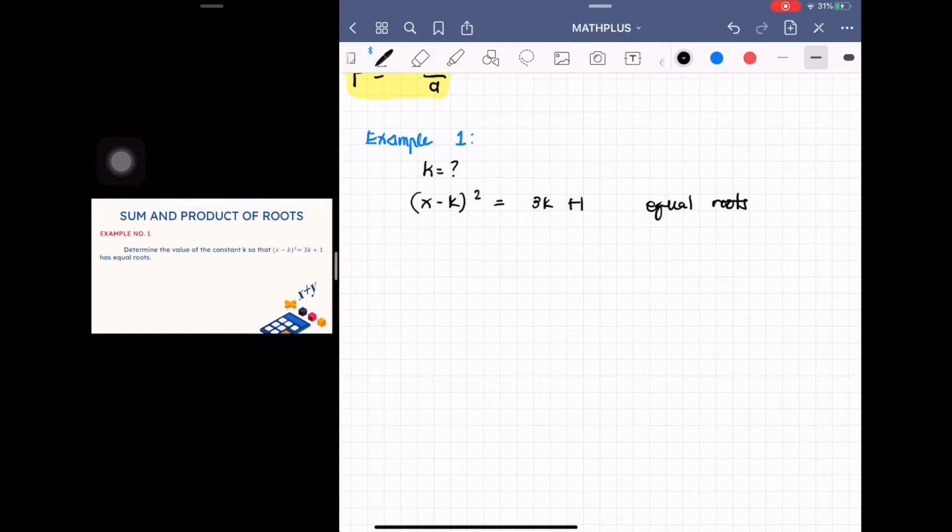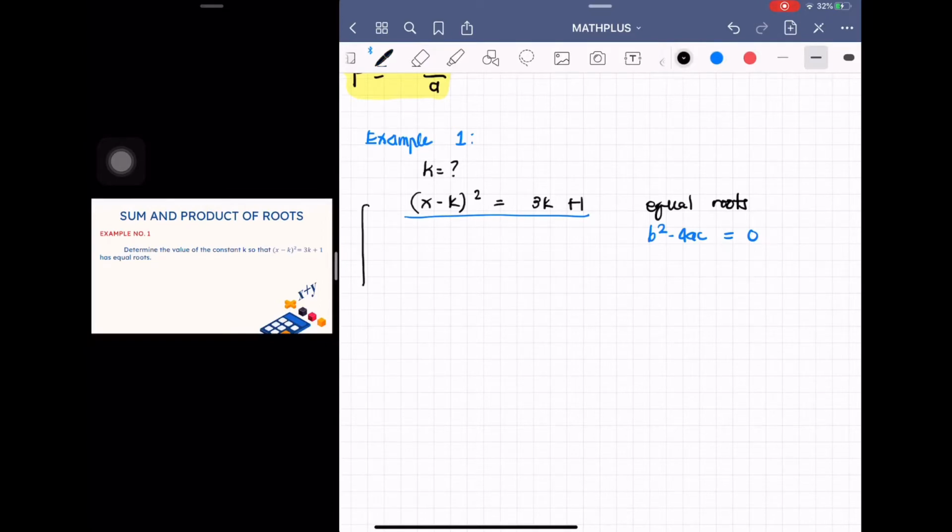So what characteristic or property of the quadratic equation will make its roots equal? And that is by the use of your discriminant, right? If your discriminant, which is b squared minus 4ac, is equal to 0, it will create roots which are real and equal. So what we're going to do is transform the given equation to general form, which means you have to expand this.